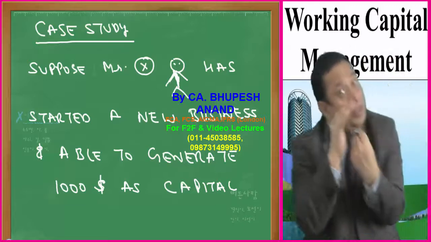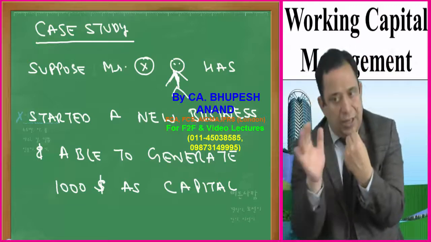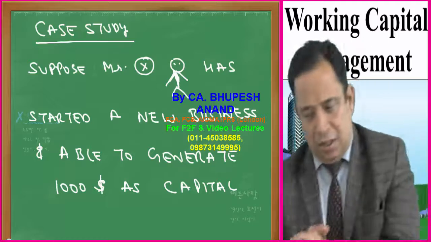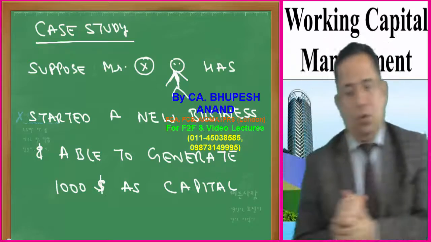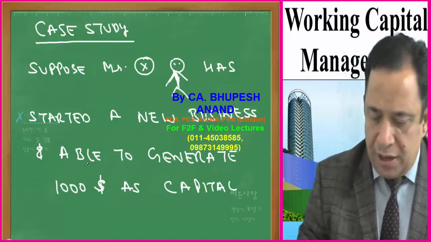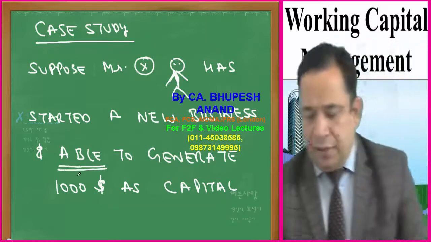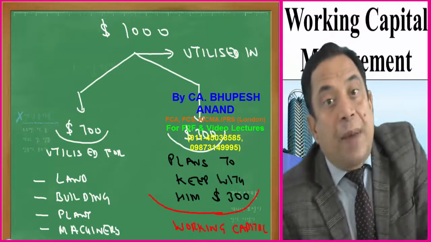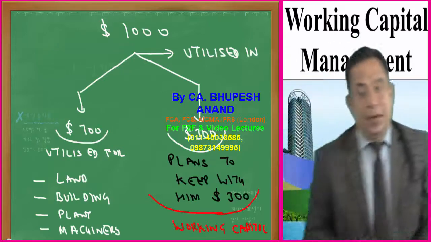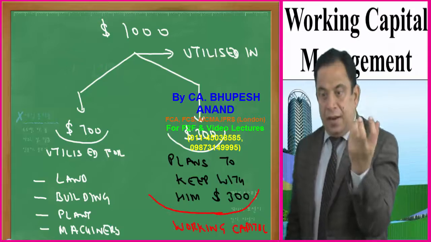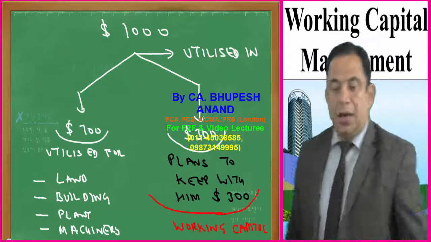Now, out of that $1,000, what he did, I just want to show you. Firstly, write this case study. Suppose Mr. X has started a new business and is able to generate $1,000 as capital. Out of the $1,000, he bifurcated the capital into two parts. Part one is $700, and part two is $300.